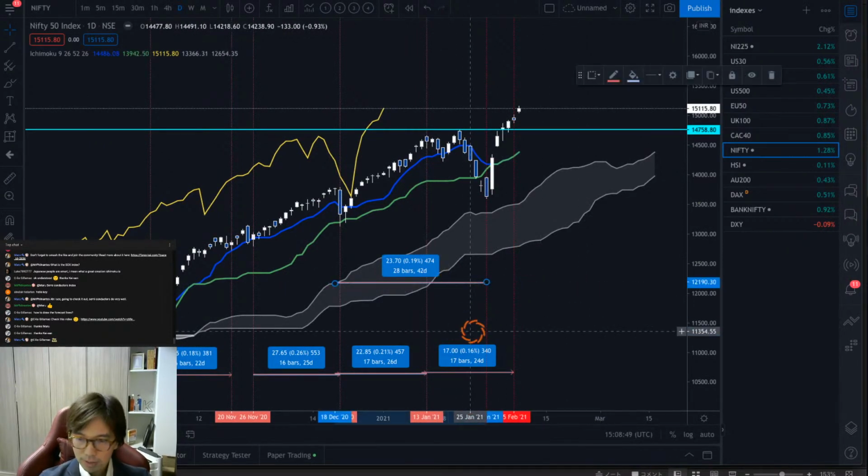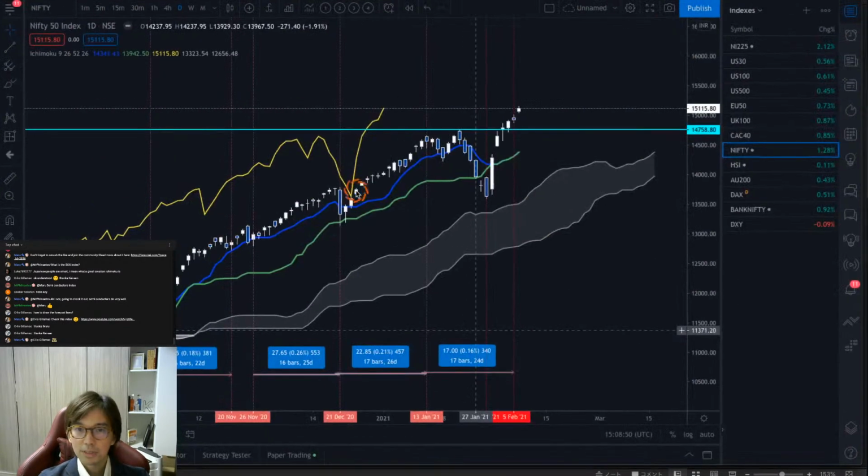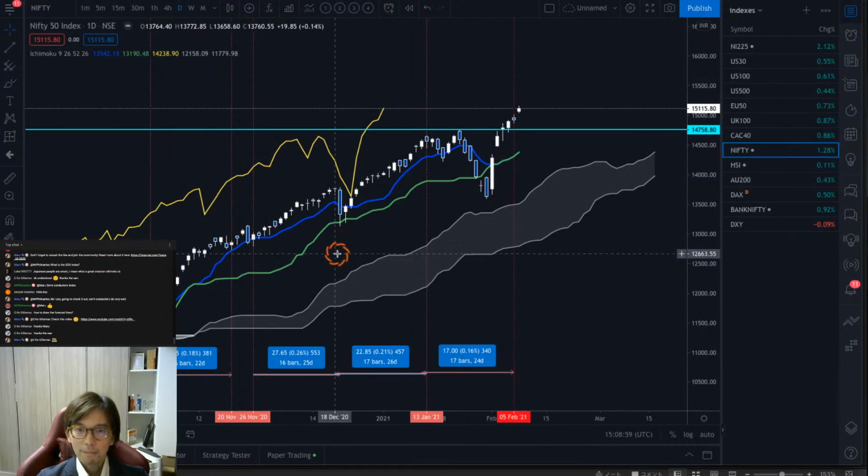Okay, so let me delete this 28. So on 28, let me delete. I think this was kind of confusing. Okay, so yeah, on the Nifty daily chart also shows there were in time cycle.